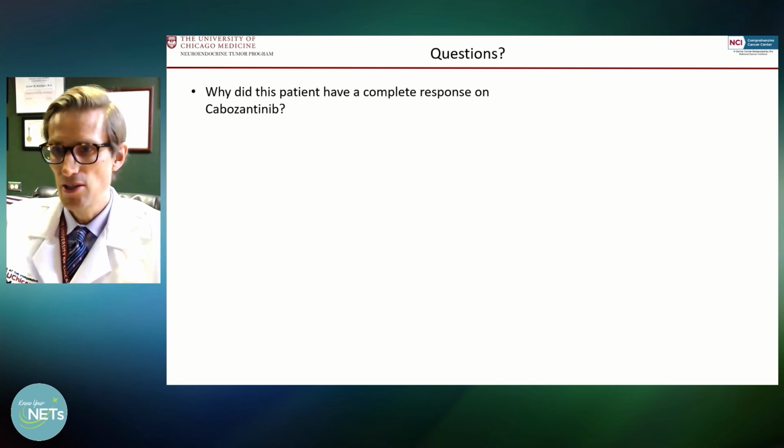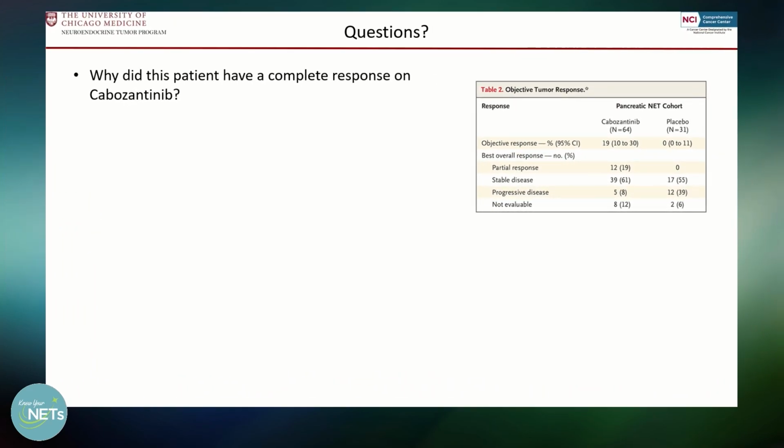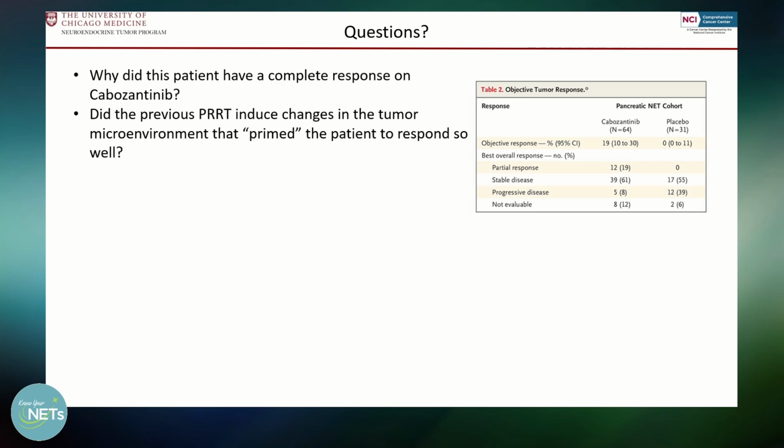So why did this patient have a complete response on cabozantinib? If you look at the New England Journal of Medicine data that looked at the objective response rates, they were about 19% in cabozantinib for pancreatic neuroendocrine tumors that underwent a partial response. A vast majority either had stable disease or progressive disease. Now, partial response does combine tumor shrinkage with complete tumor disappearance. But looking back through the paper, I could not find any mention of one patient that had a complete response where all the tumor disappeared after cabozantinib.